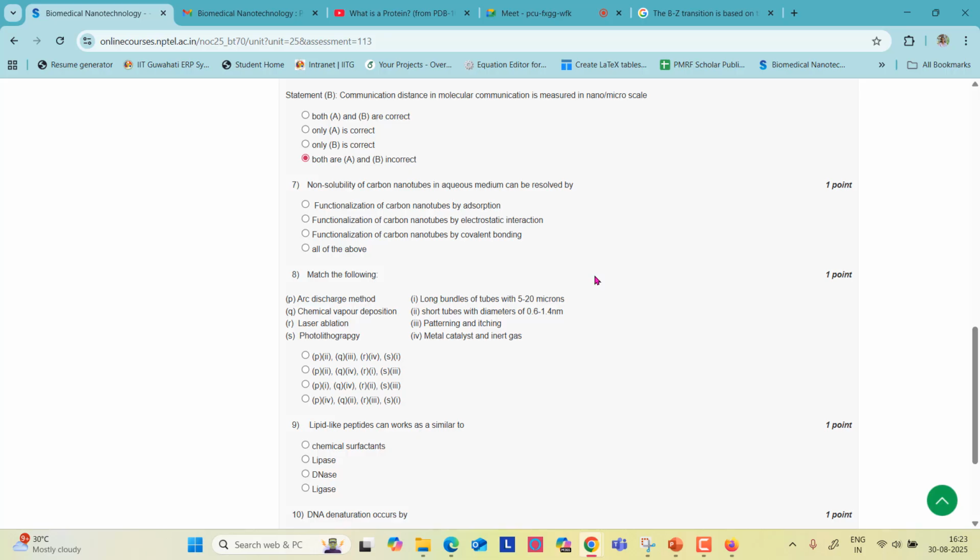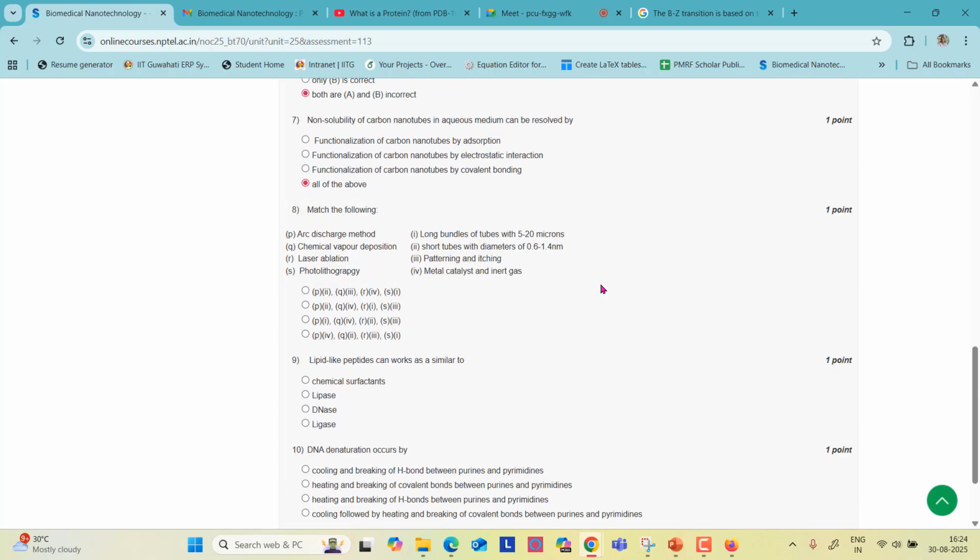Non-solubility of carbon nanotubes in aqueous medium can be resolved by functionalization of carbon nanotubes by adsorption, functionalization by electrostatic interaction, functionalization by covalent bonding. So I think it is all of the above.